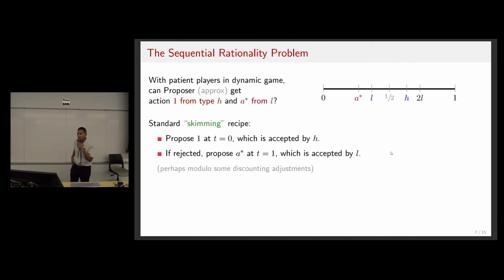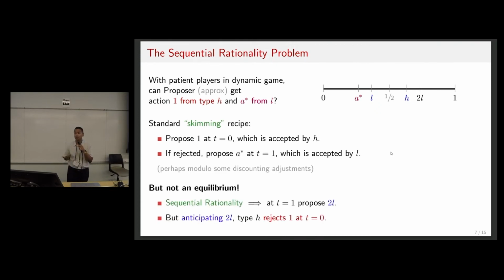Well, you could say, you know what, let's try the standard skimming recipe, where the proposer begins with a proposal of 1, which is putatively meant to be accepted by the high type. If it's rejected, then he moderates his proposal and proposes A star, which would be accepted by the low type. And perhaps you do this modulo some kind of discounting adjustments. I'm being a bit sloppy here. But this would be the standard skimming recipe, and it is going to have a challenge.